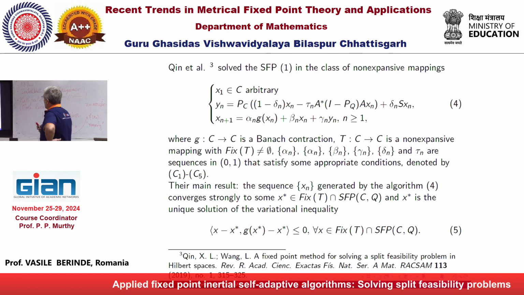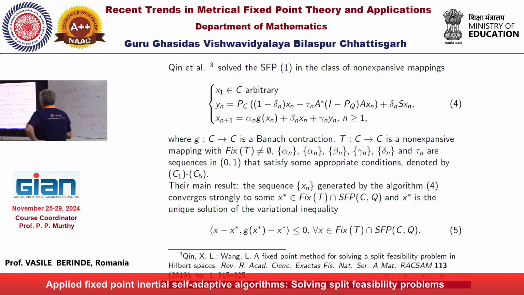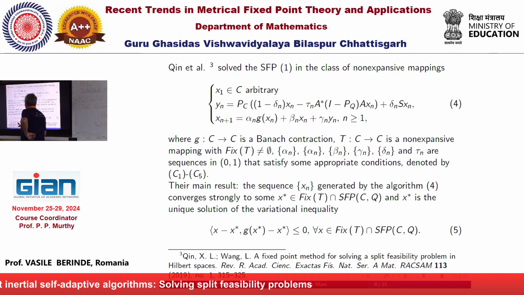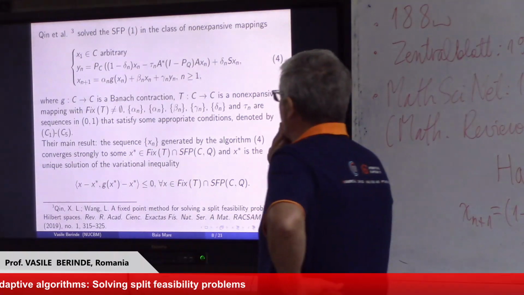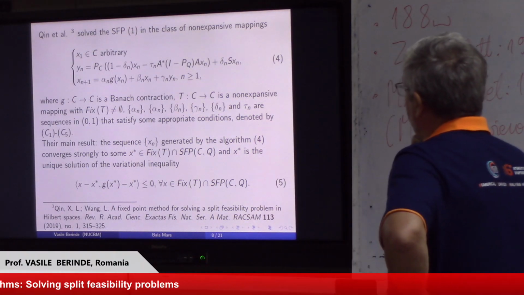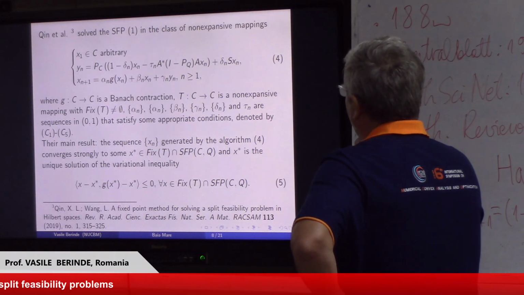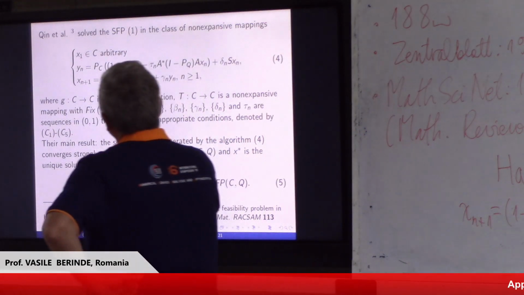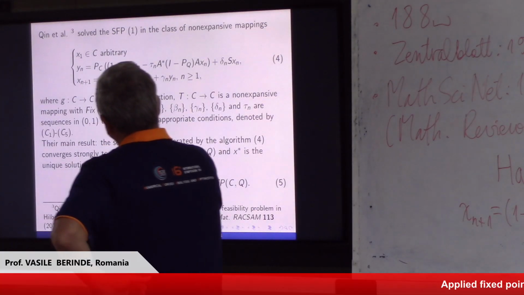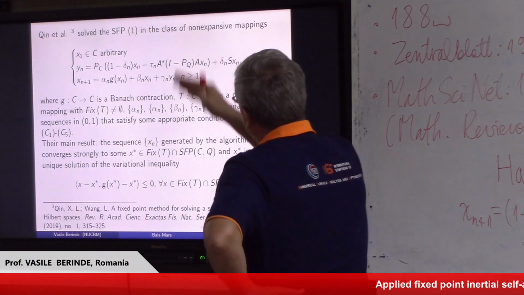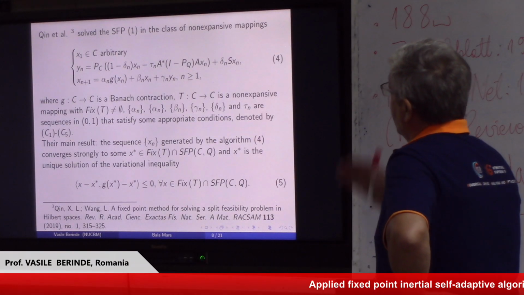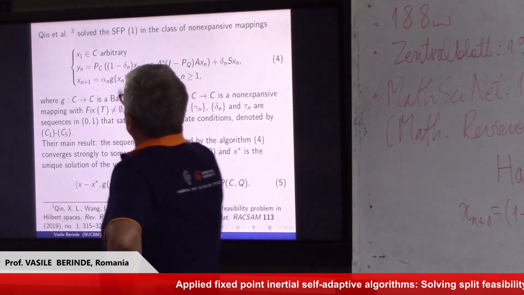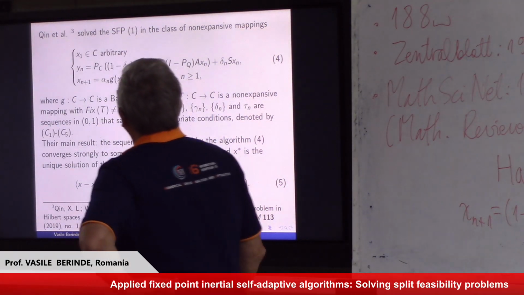So, our starting point is this paper from 2019 by two Chinese mathematicians, a fixed point method for solving a split feasibility problem in Hilbert spaces. These authors solve our problem, number one, in the class of non-expansive mappings by using such an algorithm.